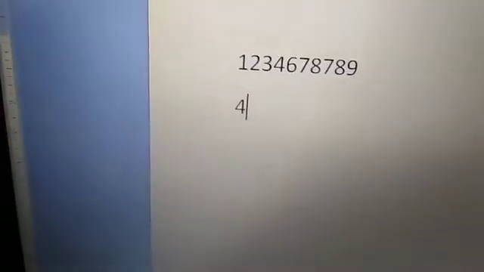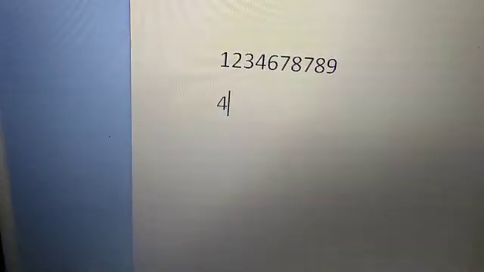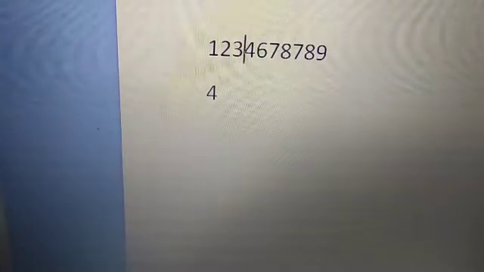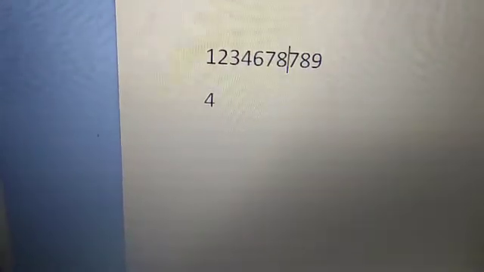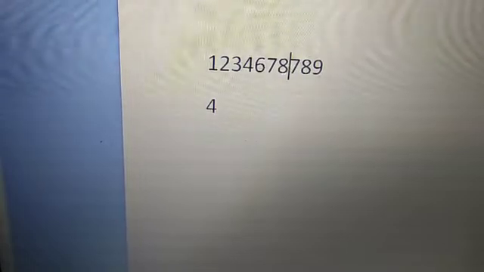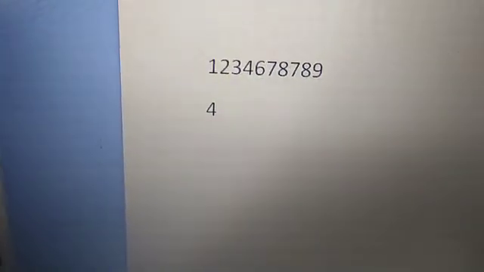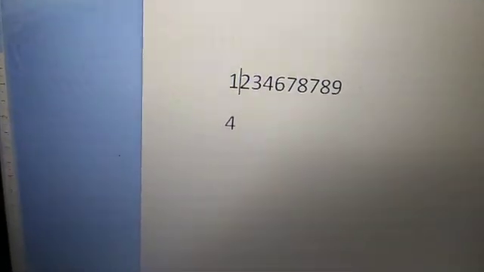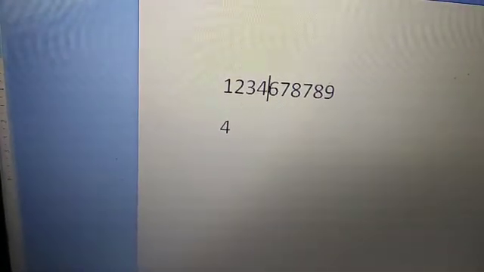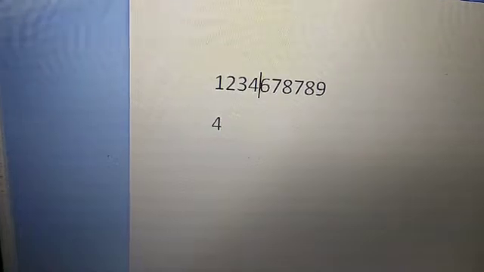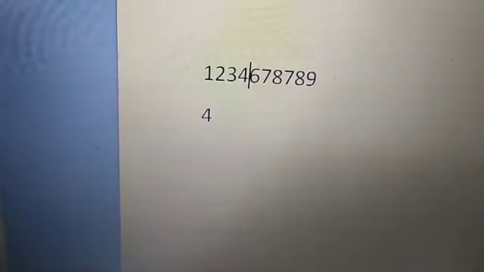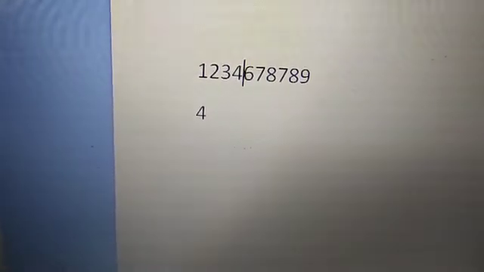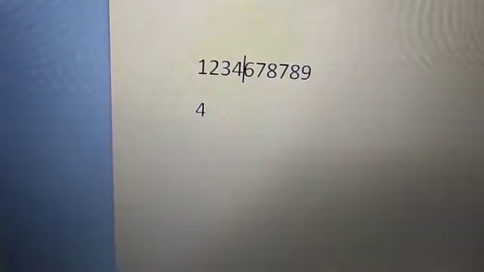Okay, and this cursor moves wherever you want to move it. It moves left, right, or up, down. It moves on screen. This is the cursor. Now my cursor is in the middle of 4 and 6. And I have two eraser keys, delete and backspace.